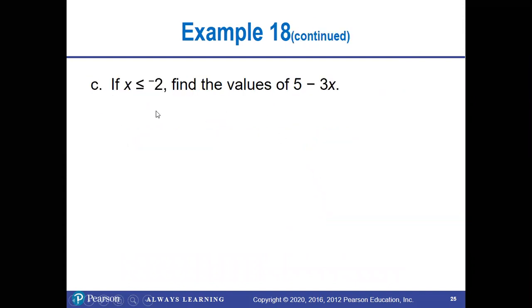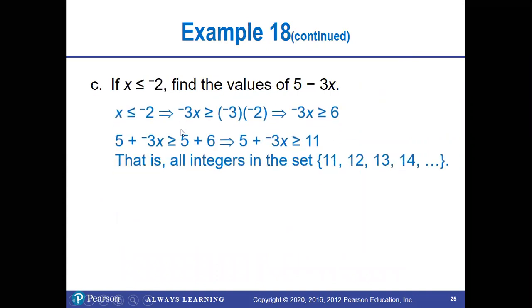Now, if x is less than or equal to -2, find the values of 5 minus 3x. So I'm plugging in numbers that are less than -2. Once I put -2 in, that'll give me a 6. So 5 plus 6 is 11. And then you just keep pushing another one in.